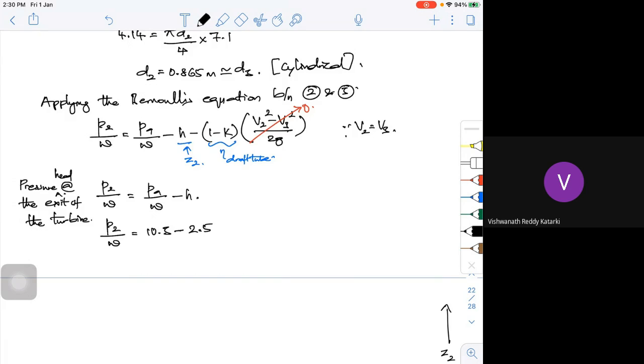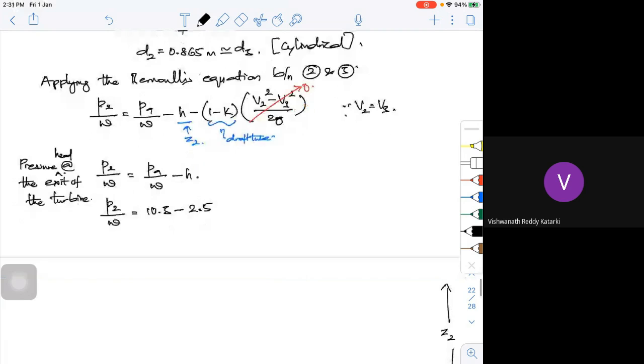Or try to find it only in terms of pressure. So I can write P2 is equal to 10.3 minus 2.5 into 9810. This one I am getting in terms of meters, and this one in terms of pressure. So this will be 7.8 meters, which is around 76.52 kilopascals. Either you can substitute this value in terms of pressure head or in terms of pressure.